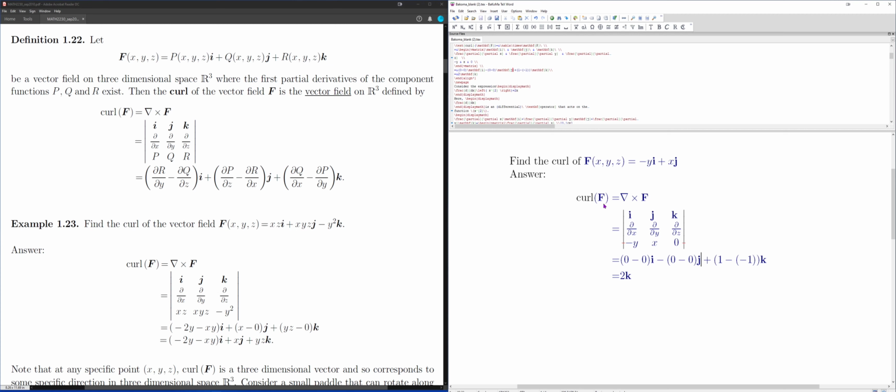So the curl of this vector field is in fact a constant vector field here. So how you want to read this is that this 2k, this curl of F, is a vector field. So at each point in three-dimensional space, you're going to have a vector, and that vector is 2k. So curl F is a vector field where at each point the vector is 2k.